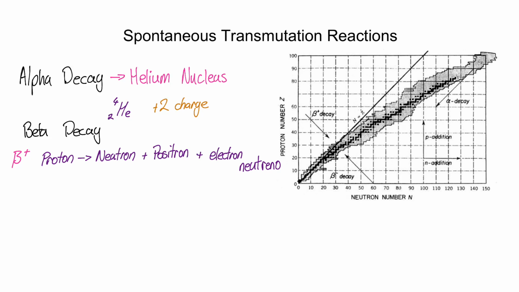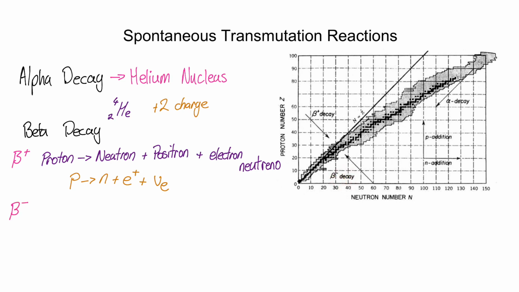So now let's write this down simply. Our proton changes into a neutron plus a positron, which we denote the same as an electron, but we put a positive charge on it, plus an electron neutrino, which we write as νe. Now let's look at beta minus decay.